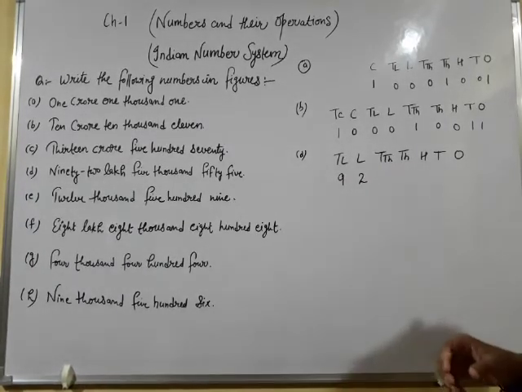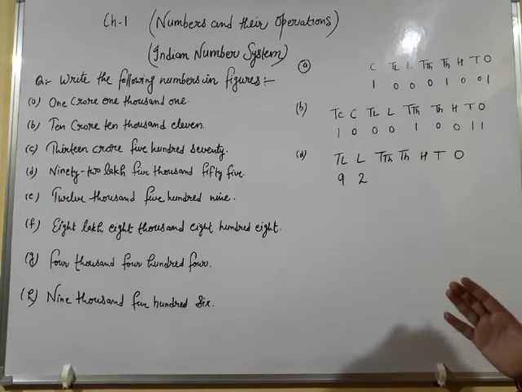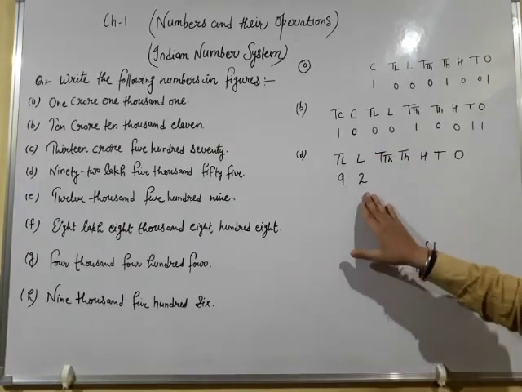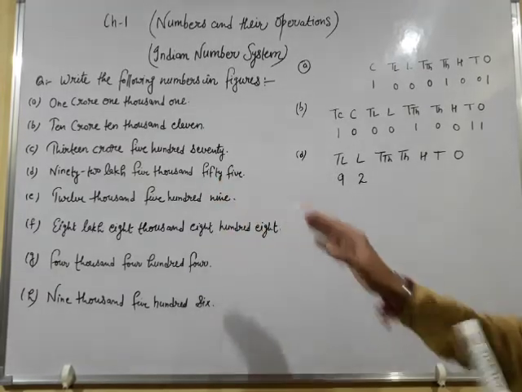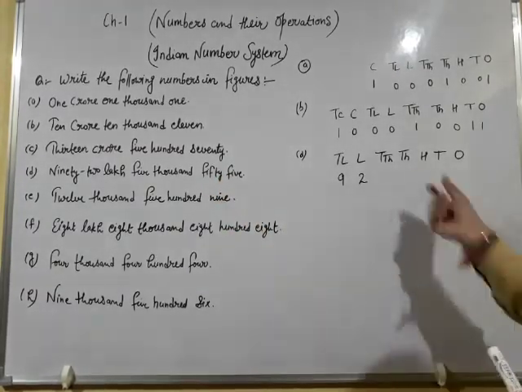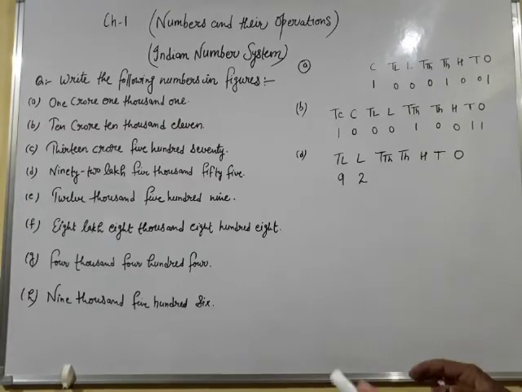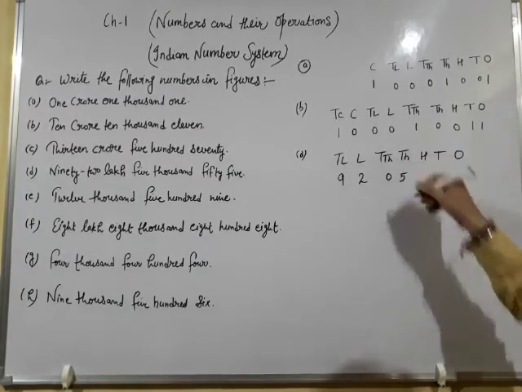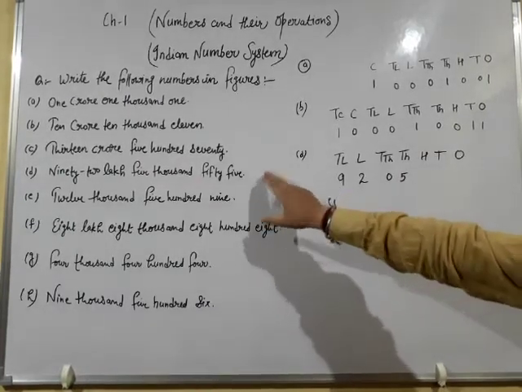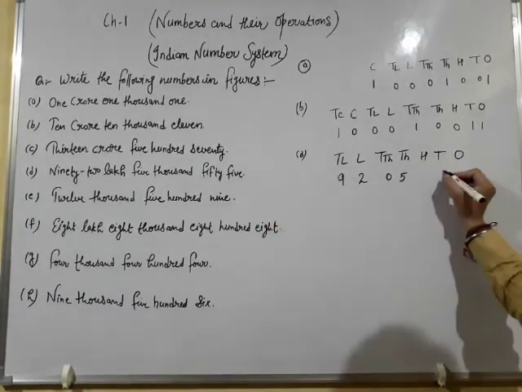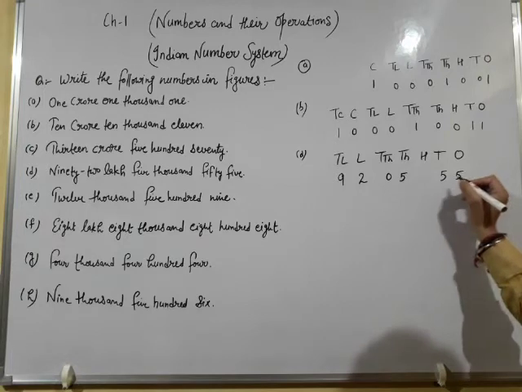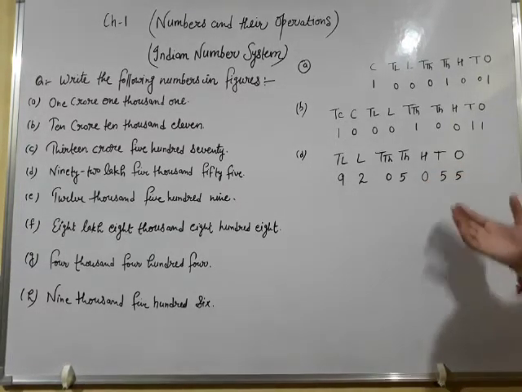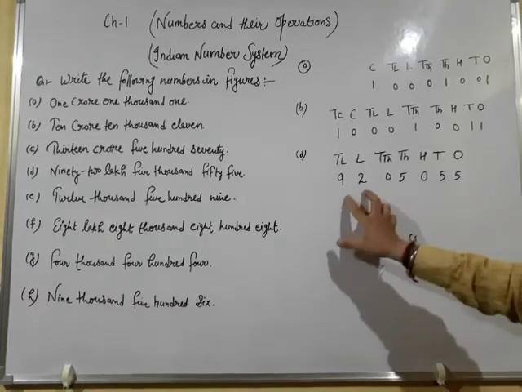But you have to be careful here. 92 will be written under the lakhs period only. 92 lakh 5,000. How many thousand? 5,000. This is your thousand period and we have only 5,000. So we will write 05 under the thousands period. 5,055. 55 can be written as 5 and 5. And under the 100 place we will put 0. So this is the answer of your D part. 92 lakhs 5,055.